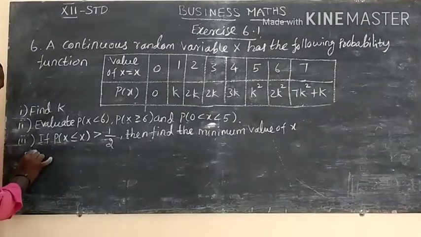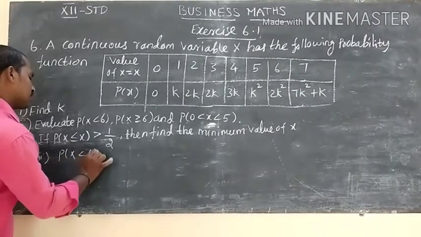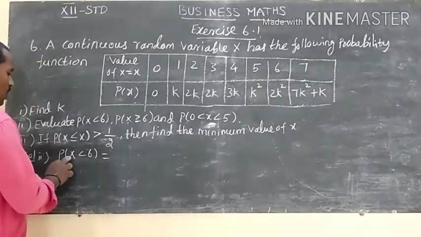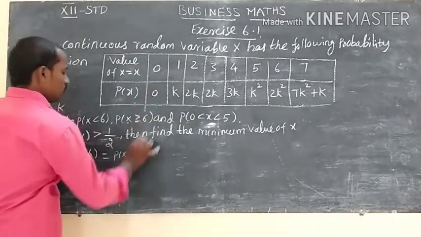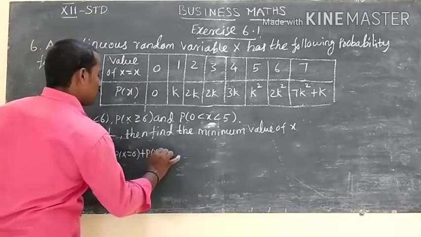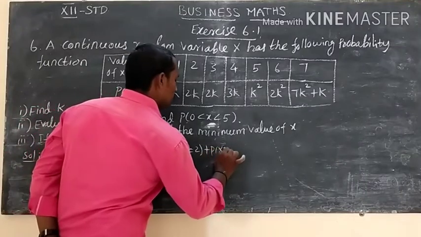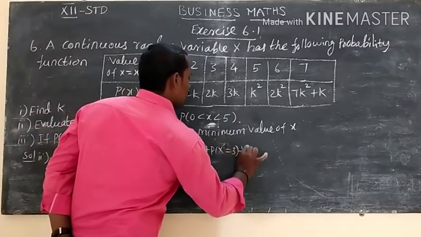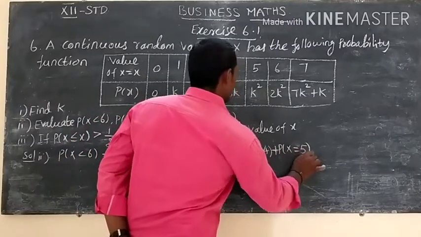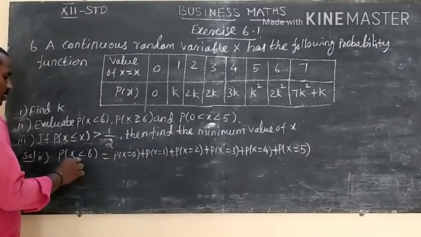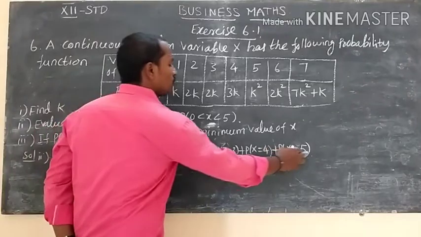Next, the second one, solution. Evaluate p of x less than 6. P of x less than 6 means below 6 values. So p of x is equal to 0 plus p of x is equal to 1 plus p of x is equal to 2 plus p of x is equal to 3 plus p of x is equal to 4 plus p of x is equal to 5. Below 6 values are 0, 1, 2, 3, 4, 5.